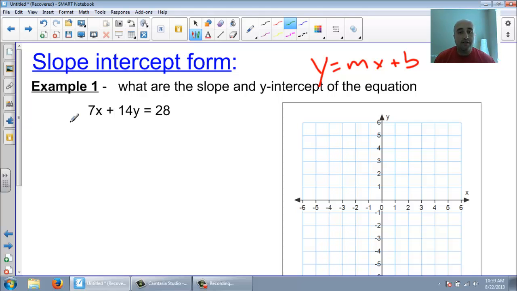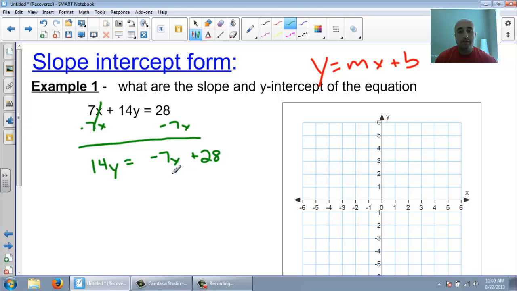7x minus 7x is 0. 14y equals, bring down the negative 7x first, bring down the 28. Then we have to divide by 14 to get rid of the times 14, so we divide both sides by 14. And the 14's go away because that's 1. So y equals negative 7 over 14, which is negative 1/2 x, plus 28 divided by 14 is 2.